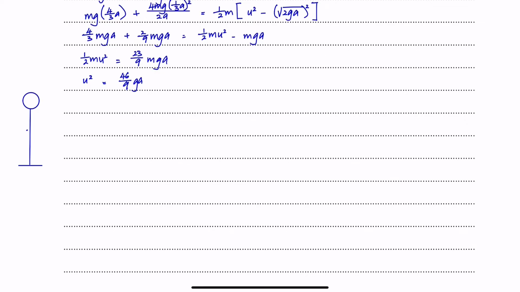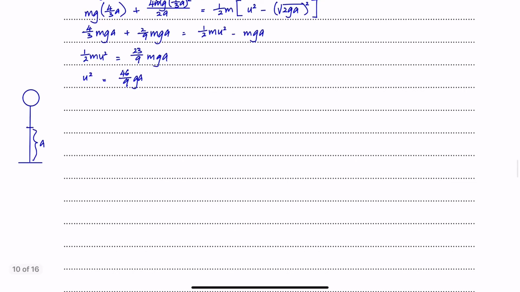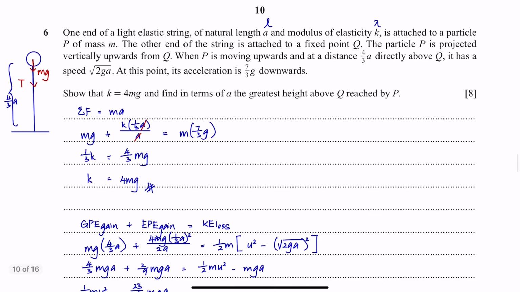So let's say this is the natural length, a. This whole thing, we call it h, the greatest height. Okay, so this part would be h minus a, right? And what is h minus a? It is basically the extension of the extensible string.